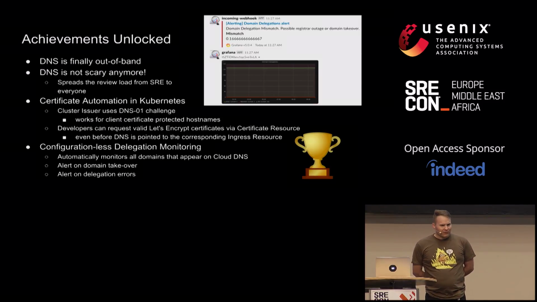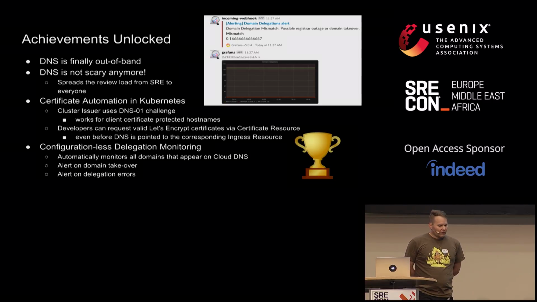Some achievements we unlocked, some expected, some unexpected, by automating a lot of the DNS stuff. It is out of band, I mentioned that already. It is not scary anymore, so that shed some load off SRE. We got certificate automation in Kubernetes, and as I said, we are a heavy user of Kubernetes. Now the whole certificate process is worth another talk, maybe. It also took days and was a lot of manual work, and it was done in SRE mostly. And now, if you can create an ingress object in Kubernetes, you get that certificate signed by Let's Encrypt for free.